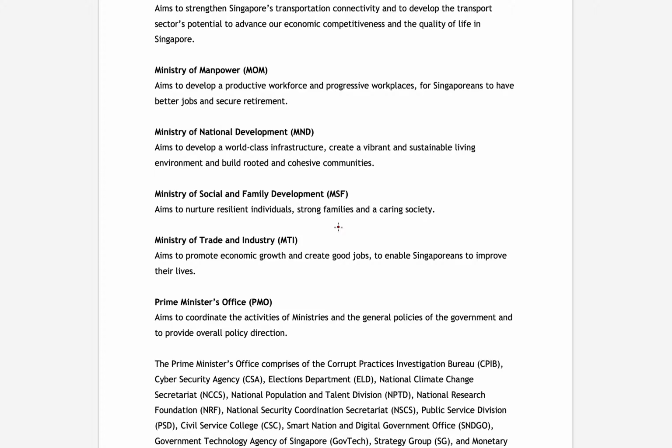MSF, the Ministry of Social and Family Development. These are the people in charge of anything relating to family development, essentially. So people that provide counseling services and mediation services all fall under MSF. MTI, the Ministry of Trade and Industry. These are the people that do the estimates and forecasts for jobs and see where there are areas for expansion of manpower or industry that we can make use of in Singapore.